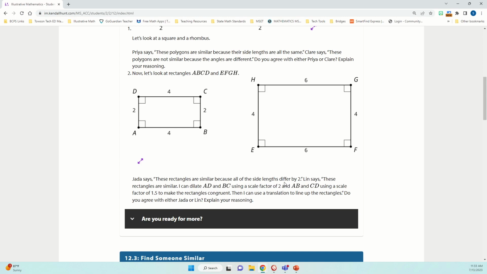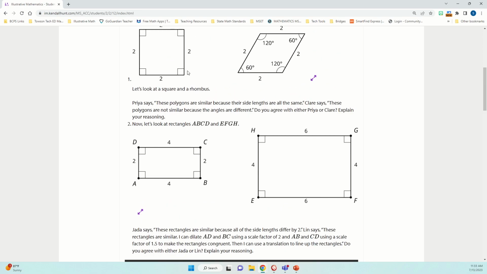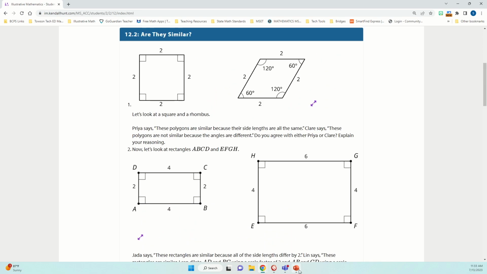The side lengths differ by 2. So 2 plus 2 is 4, and 4 plus 2 is 6. Lynn says that they're similar because of the scale factor of 1.5. So she's looking and thinking that maybe these are similar because of the scale factor. So the students would have to explain and justify why they are or not. Do they agree or disagree?